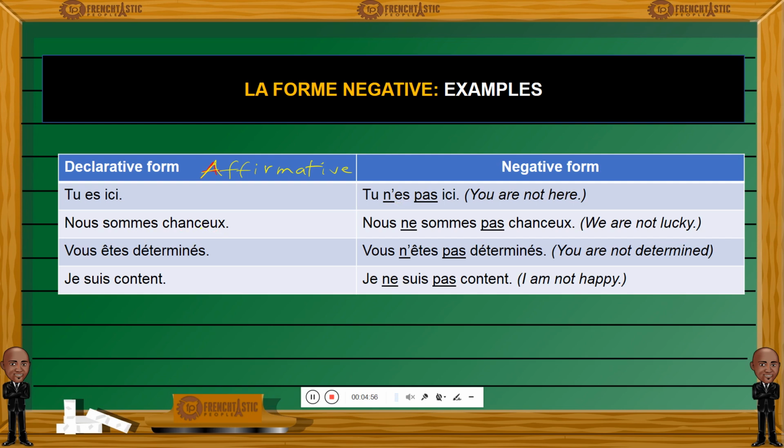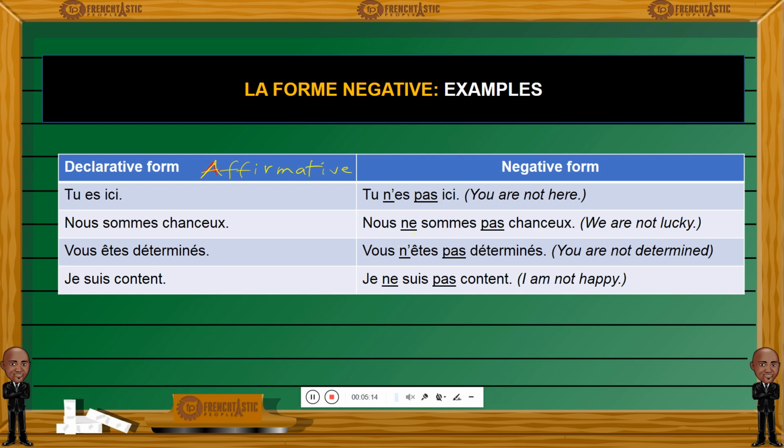How would you say we are not lucky? Nous ne sommes pas chanceux. In spoken French, nous ne sommes pas chanceux. You could also say, nous ne sommes pas chanceux.